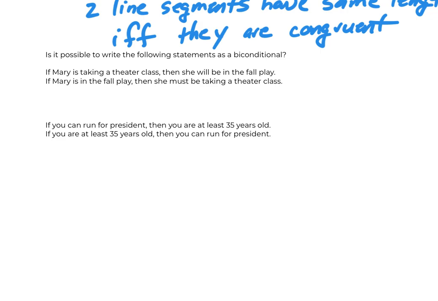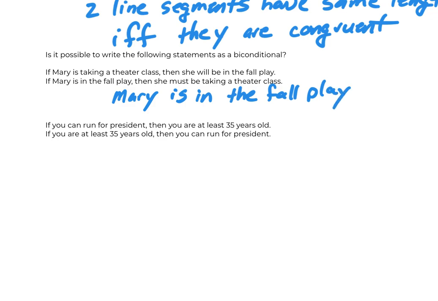Or can we write it like this? If Mary is in the fall play, then she must be taking a theater class. So what they're saying is this school says if you're taking this theater class, you must be in the fall play, and vice versa. So only people in the theater class can be in the fall play, is what we're saying here. Now that wouldn't be true necessarily here, because we don't necessarily have a theater class for the musical that we did last week.